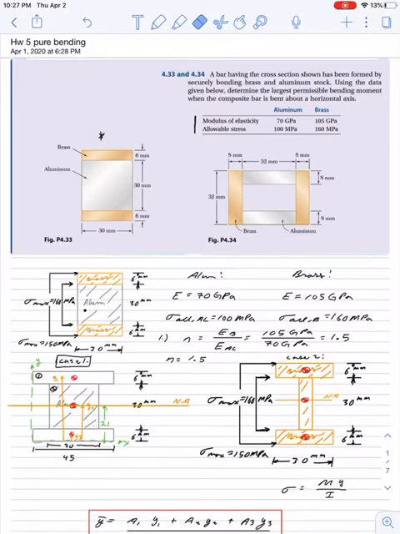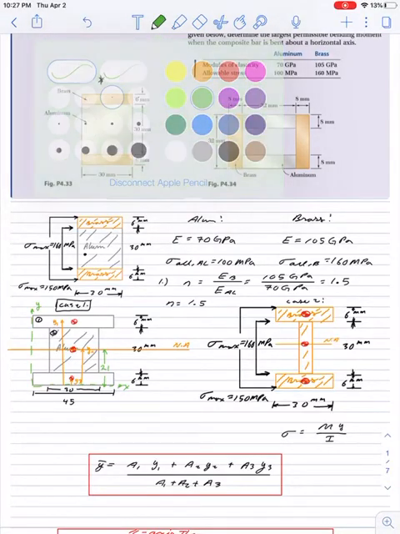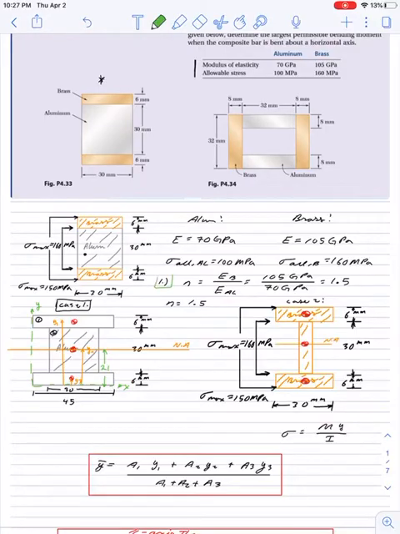So looking at the cross section, we could do two different things. We can either convert everything to aluminum or convert everything to brass. It's really up to you. What we're going to do first, though, is find the ratio. That would be step one. And we call that ratio N.